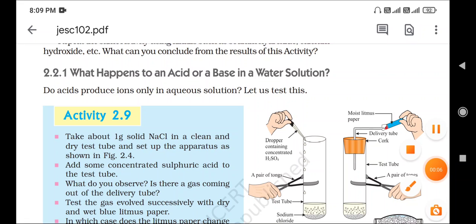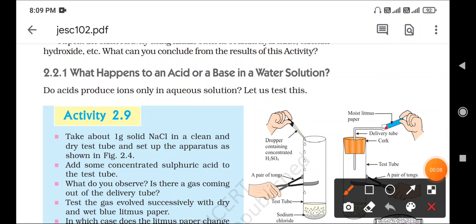So the next topic is what happens when an acid or base is in a water solution. We already know what happens when an acid or base reacts with metal, with metallic oxide and with non-metallic oxide. Now we have to study what happens to an acid or base in a water solution.